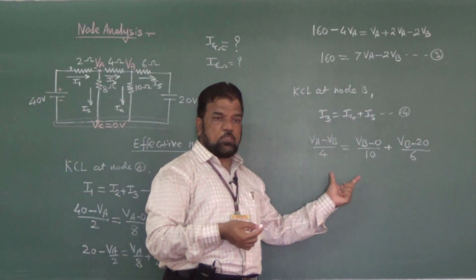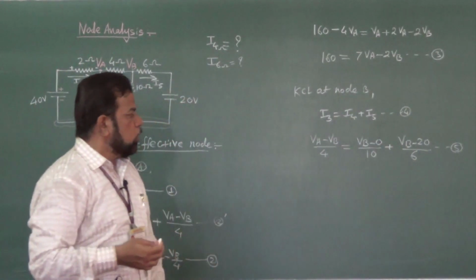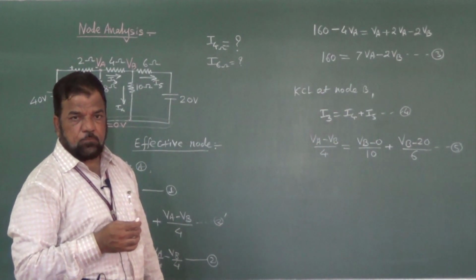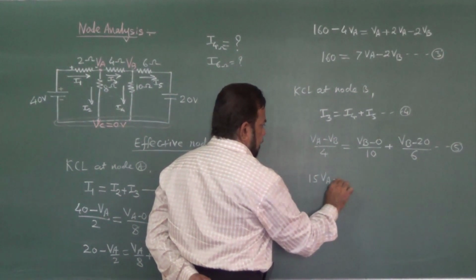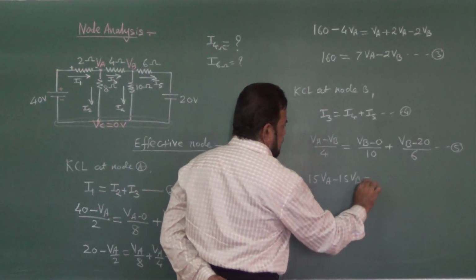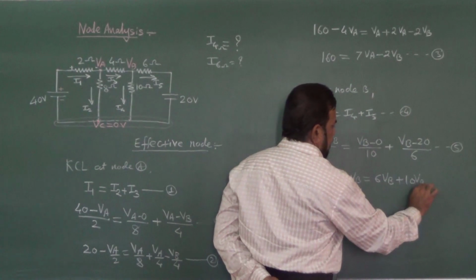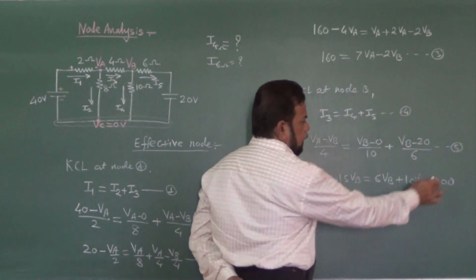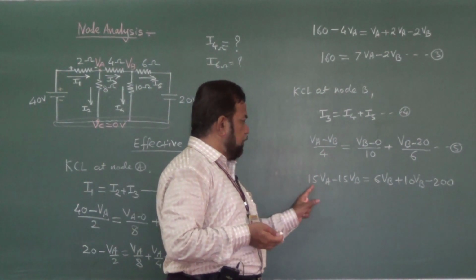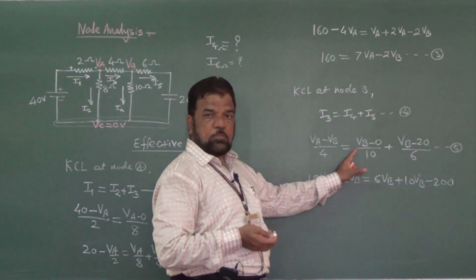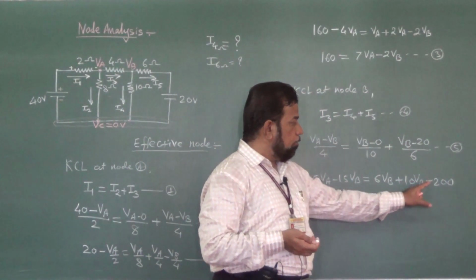So again, we have to simplify this. If I write this as equation number 5, how to simplify? I can take the LCM 60, for simplicity. If I take the LCM 60, then this term is 15 VA minus 15 VB, that is equal to 6 VB plus 10 VB minus 200. Are you getting this? If you take the LCM as 60, this term is multiplied by 15, so it is 15 VA minus 15 VB. This term is multiplied by 6, so it is 6 VB. But this is multiplied by 10, so it is 10 VB minus 200.